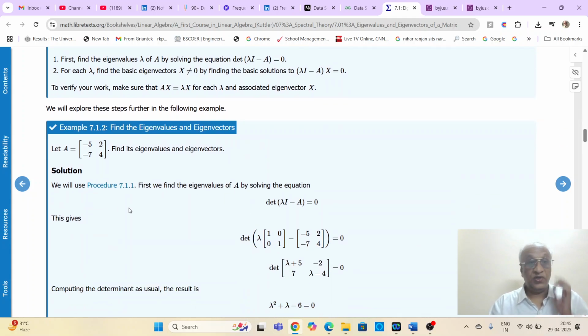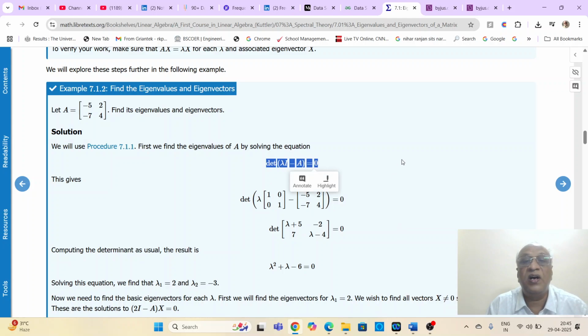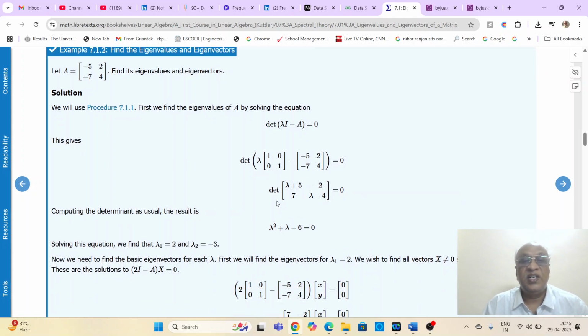So let us take this example. This is a 2 by 2 matrix, and the matrix name is A. Now we need to find the eigenvalues. For that we have to solve the equation determinant of lambda I minus A equal to 0. So lambda I is the identity matrix 1, 0, 0, 1, as A is a 2 by 2 matrix. Now minus A is minus 5 2 minus 7 4 equal to 0. So this becomes the determinant of lambda plus 5, minus 2, 7, lambda minus 4.